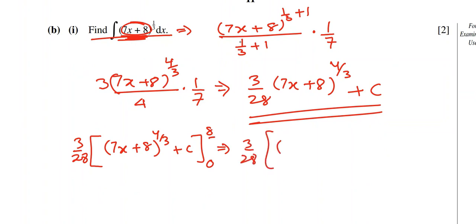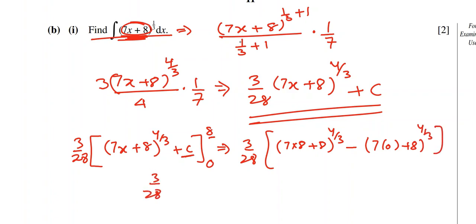Substitute 8 first. 7 times 8 plus 8 to the power 4 thirds. c will get cancelled out, so let's ignore it. Minus 7 times 0 plus 8 to the power 4 thirds. Okay, 3 over 28. This is 56. 7 times 8 is 56, plus 8 is 64. And one third of 64 power will be 4, and 4 will be 256. Okay, I did it mentally. You can use a calculator, please.